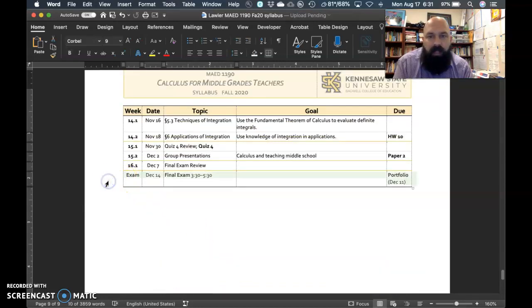We will have a final exam. It's scheduled for December 14th. If nothing changes, we'll do the final exam virtually, but hopefully we'll be face-to-face by that time and be able to meet and do it then. Your portfolio will be due the Friday before our final exam.